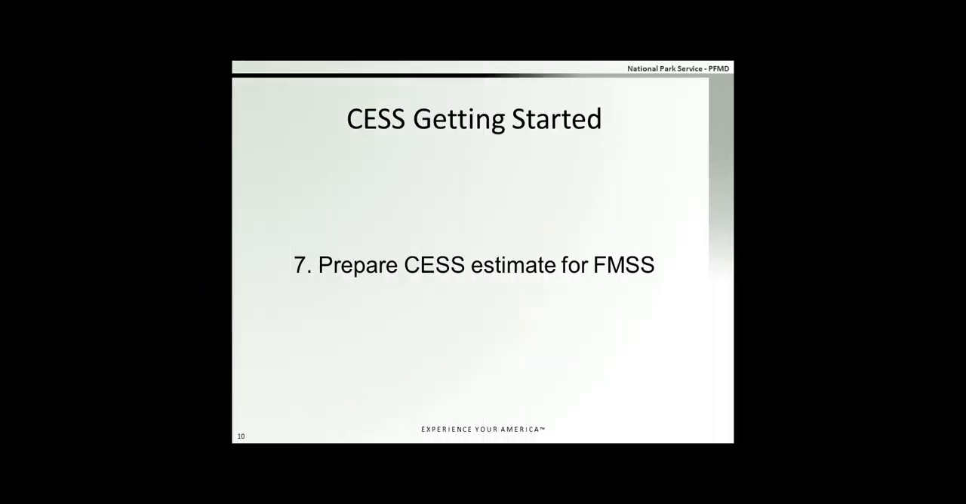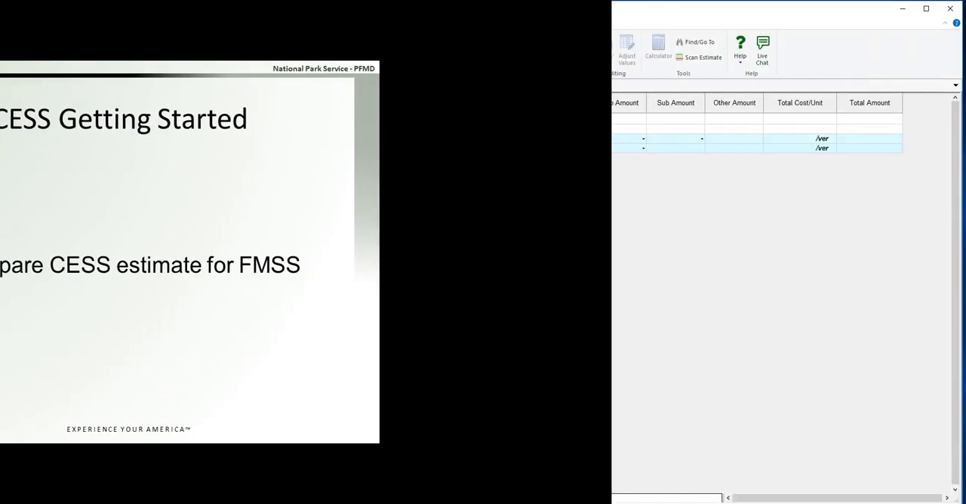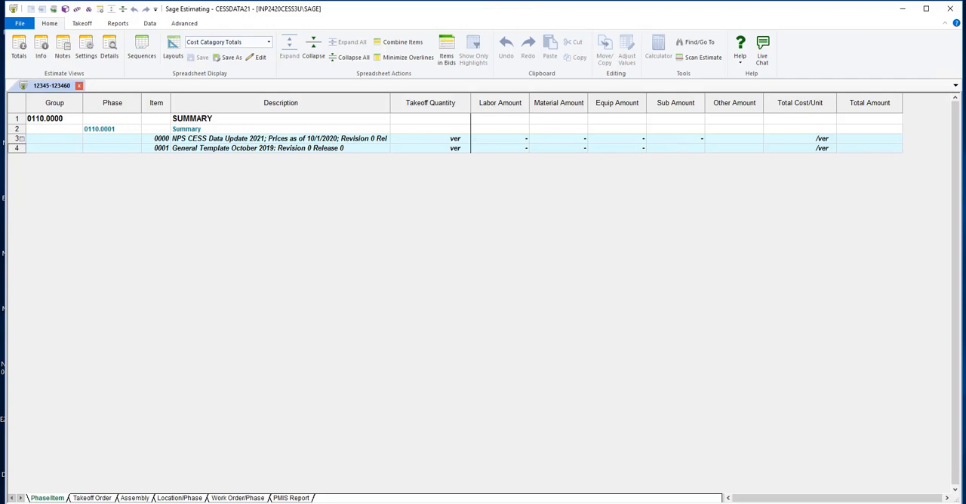Prepare a CESS estimate for FMSS. In this section, we'll review the common workflow steps in preparing a CESS estimate for its eventual transfer to Maximo. This will involve costing the estimate, adjusting the totals page, reviewing it for completeness, and closing the estimate.